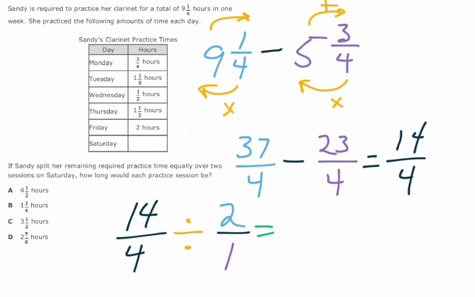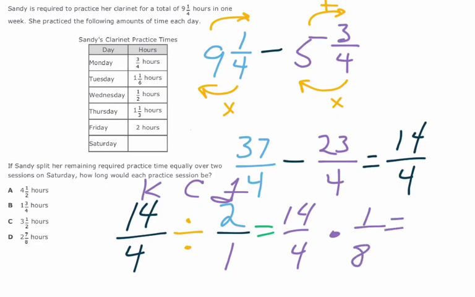So you just put 2 over 1. And remember, when we divide fractions, we keep, change, flip. That would make this 14/4 times 1 over 2. I think I made a mistake. Let me go back. 1 over 2, I apologize. And that gets you 14 over 8. That's what I was looking for.